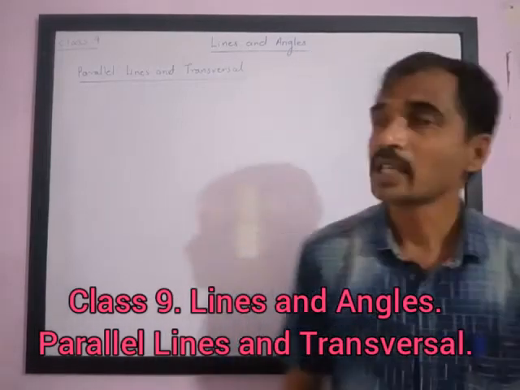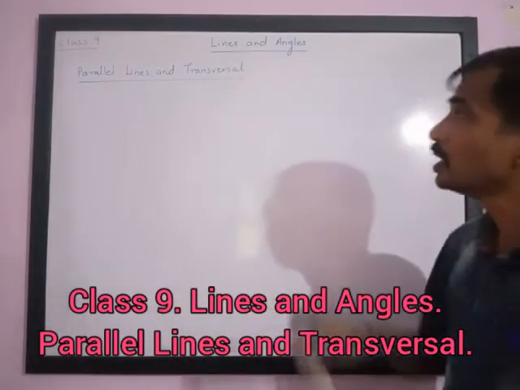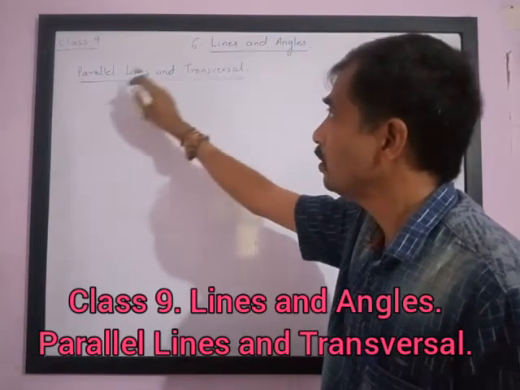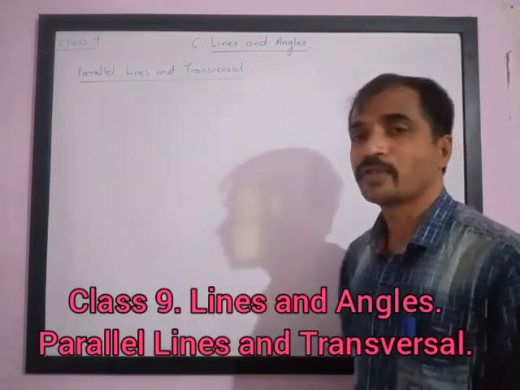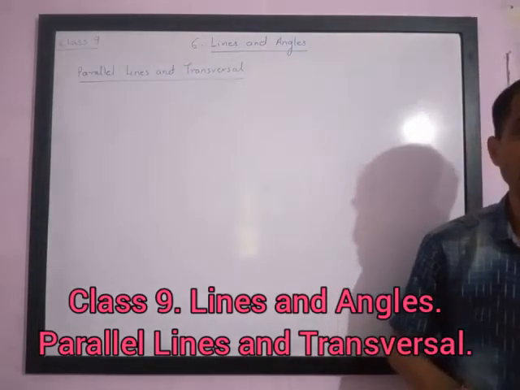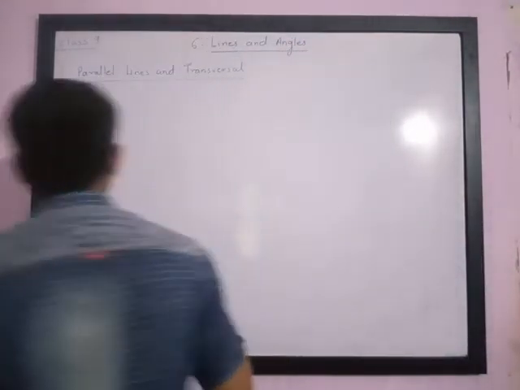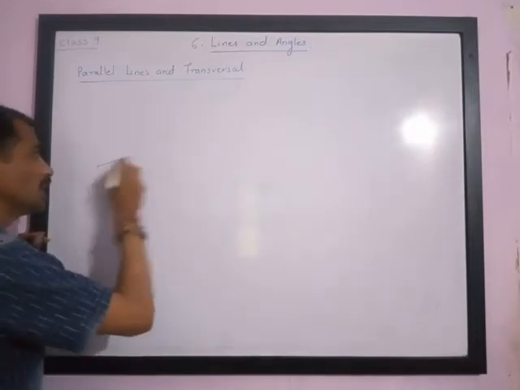Dear friends, in class 9, 6th chapter, lines and angles, we have the next point. This is the 6th chapter. We have the next point, parallel lines and transversal. Before going to parallel lines and transversal, we will understand the meaning of transversal. A transversal means a line which intersects two lines.